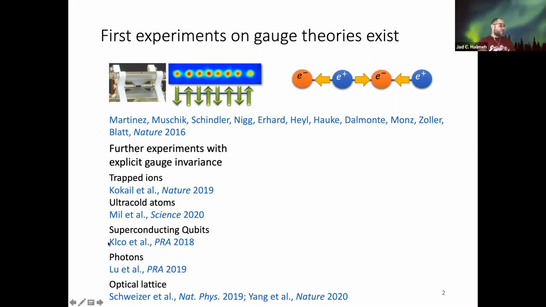Superconducting qubit implementations have been by Klco et al. Here, also with photons, and recently also in optical lattices in the group of Monika Aidelsburger in Munich, and also by a Heidelberg-Hefei China collaboration, and this paper by Yang et al., where I was involved. So this paper is the first extended lattice gauge theory that was implemented on an extended Bose-Hubbard model. We will come to this later.